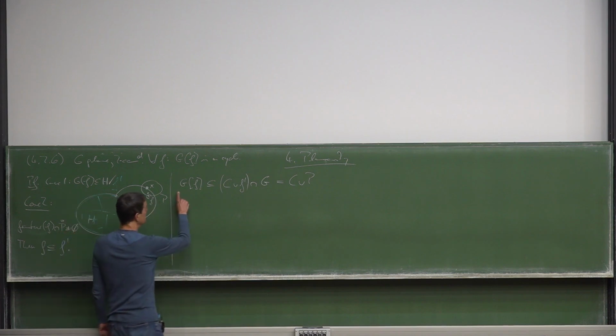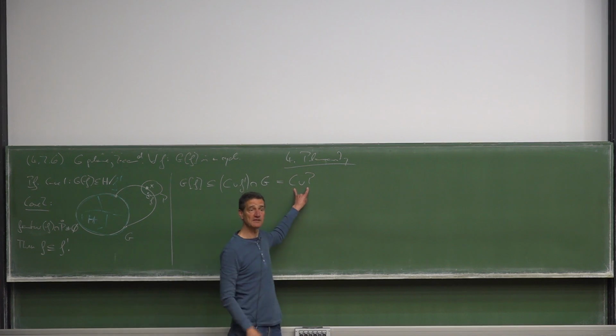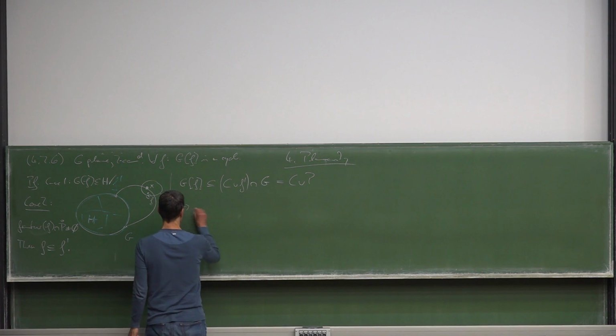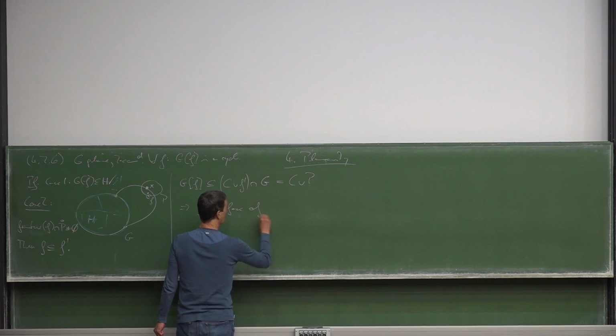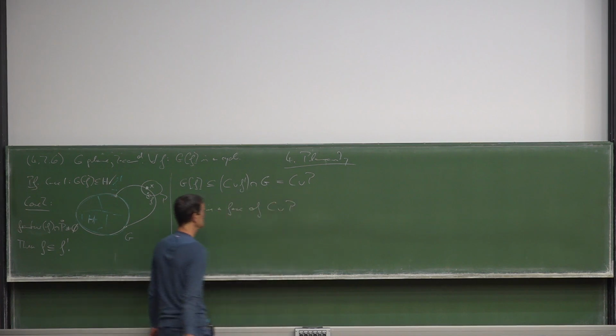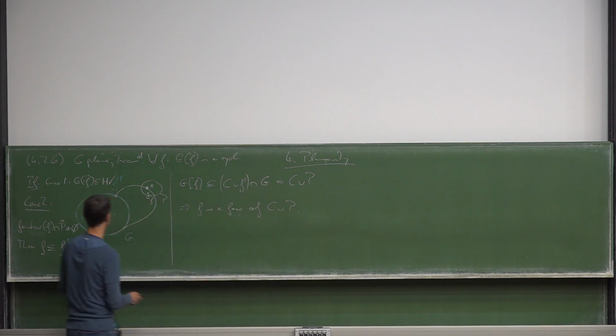Now, the boundary of f is entirely contained in this subgraph of G. But then f is also a face of that subgraph. Ancient lemma, one of the earliest lemmas. So f is a face of this. But we know what this looks like here.